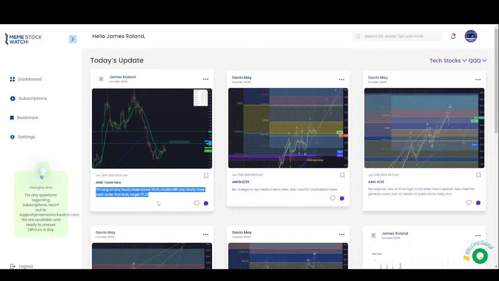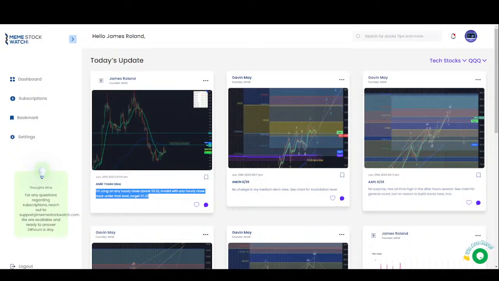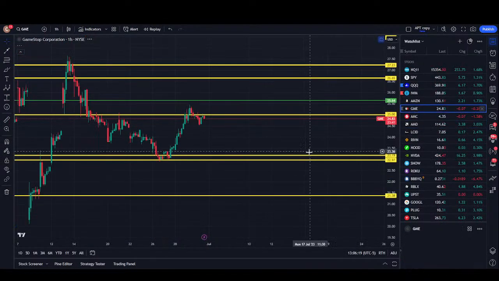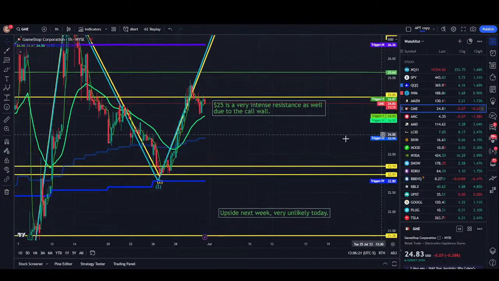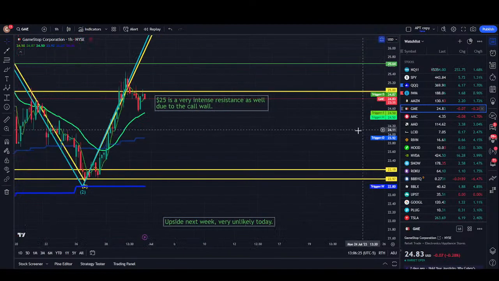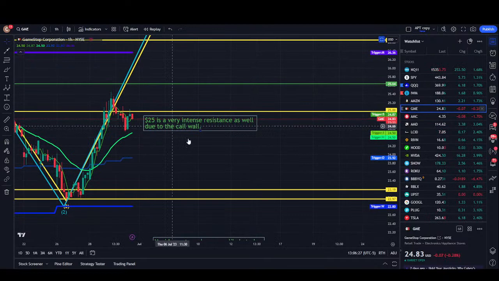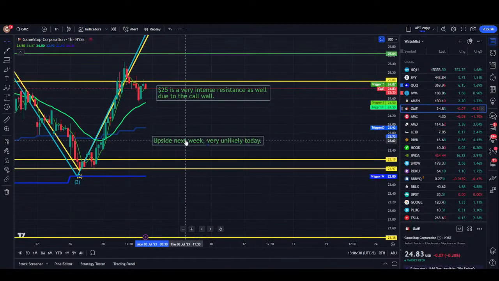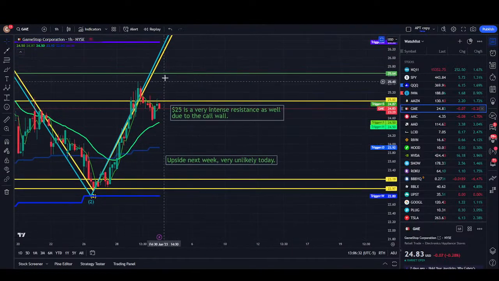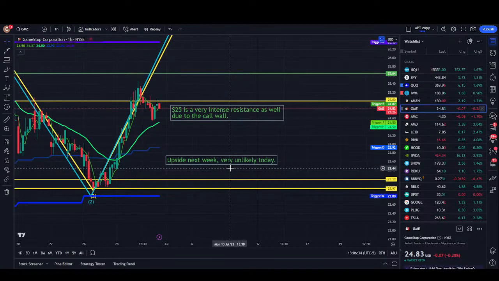All right, so I think I basically covered everything I wanted to talk about. You all saw how the 4-hour close at 1 p.m. closed below this $25 level. When that happens, we don't expect any more upside for the day. Is it possible? Yes, but to me it just looks unlikely.